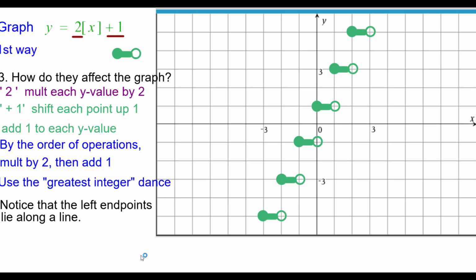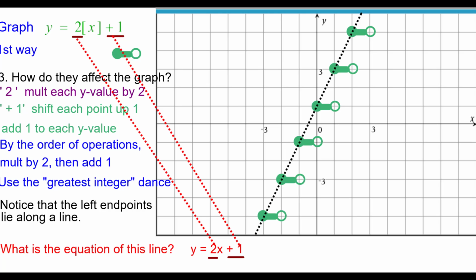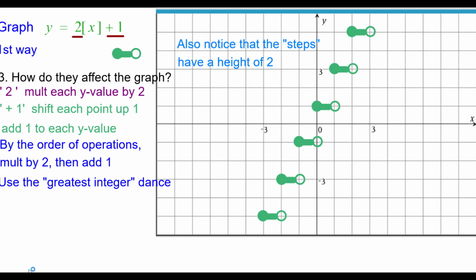We should notice that the left endpoints lie along a line, so I'll kind of draw that in as a dashed black line. What is the equation of this line? Press pause, figure that out, and then resume when you're ready. Well, the equation of the line is y equals 2x plus 1. I compare it to the original equation, and also notice that the steps have a height of 2. And also look at where the 2 is in the equation.